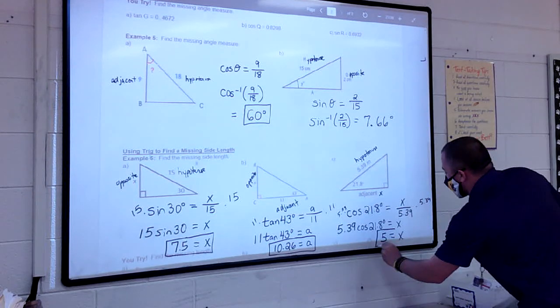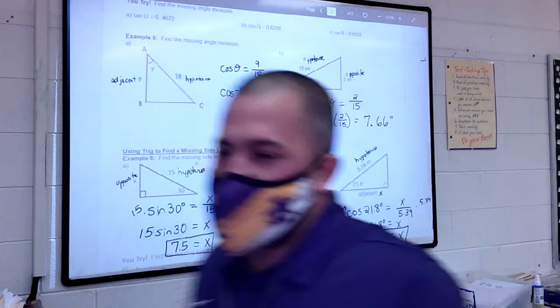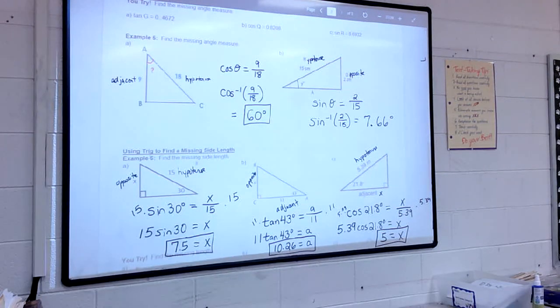So if you look at numbers 5 and 6, that's what you're going to be asked to do in this section. In number 5, A and B, you're trying to find the missing angle. So you have to decide, what am I using? Anytime you're trying to find the missing angle, you set them up. You do second sine, second cosine, second tangent to get the missing angle. In the bottom ones, you're trying to find the missing side.